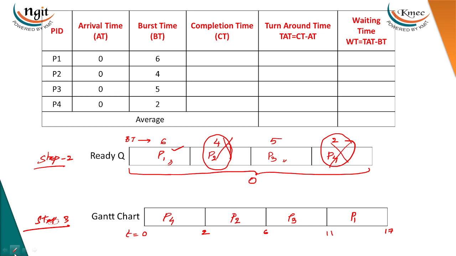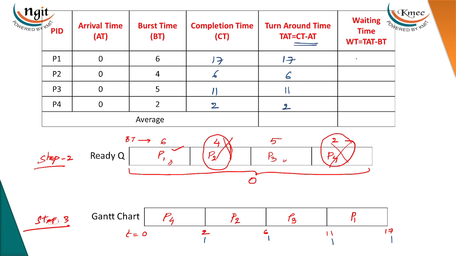Now let's write their completion times. P4 completion time equals 2, P2 completion time 6, P3 completion time 11, P1 completion time 17. Then the formula for turnaround time is CT minus AT, completion time minus arrival time. It will be 17, 6 minus 0 is 6, 11 minus 0 is 11, 2 minus 0 is 2.